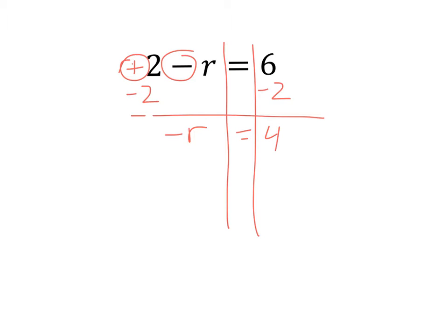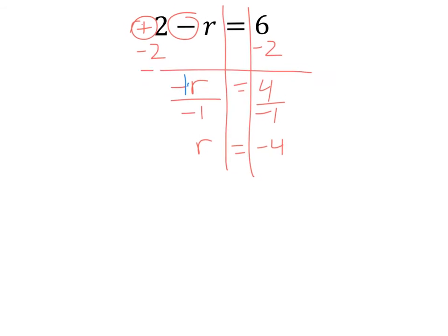Now we have a negative r. We can think of this as maybe like negative 1r. Okay, so to get rid of a negative 1 that we're multiplying there, right? We would divide by negative 1 on both sides. Okay, so we end up with r is equal to 4 divided by negative 1, which is negative 4.